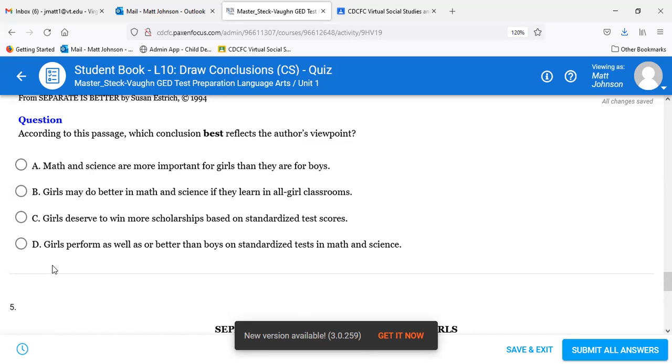Either B or C. It is B, right? B. I got B highlighted, so B. There you go. B as in boy, right? The whole thing, right? If we're thinking about the main idea and we're drawing a conclusion about what we read. So, if we wanted to start a phrase, in conclusion, girls may do better in math and science if they learn in all-girl classrooms. That's the whole gist of it, right? So B as in boy for 4.